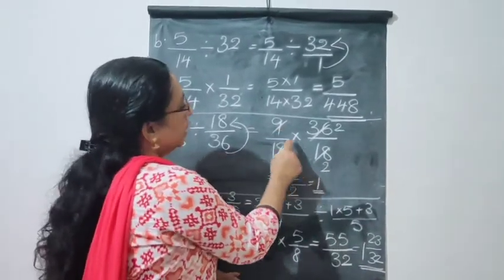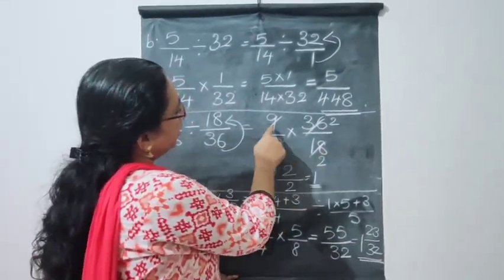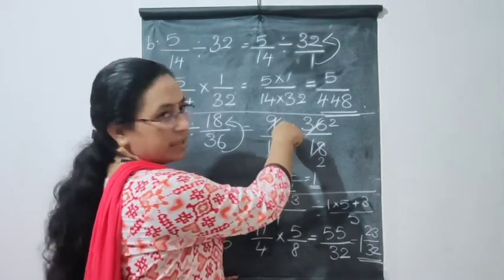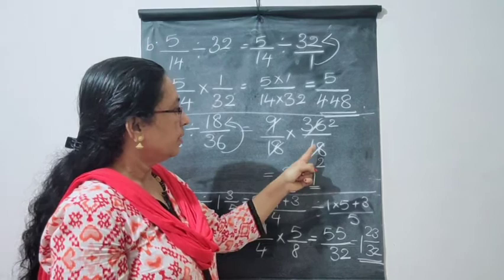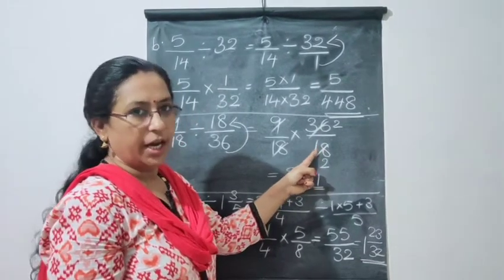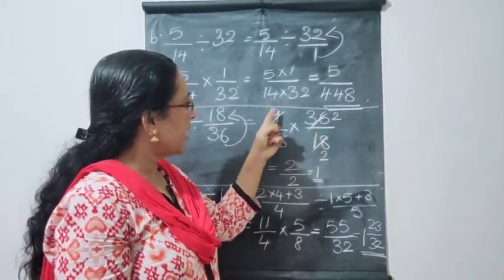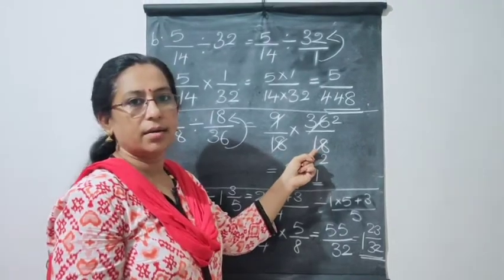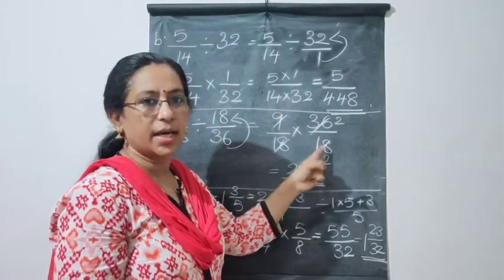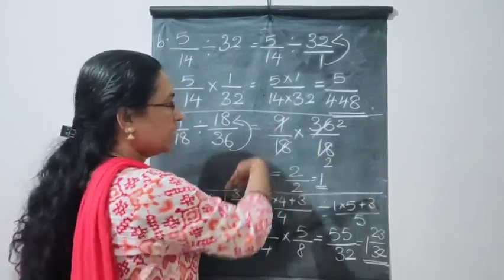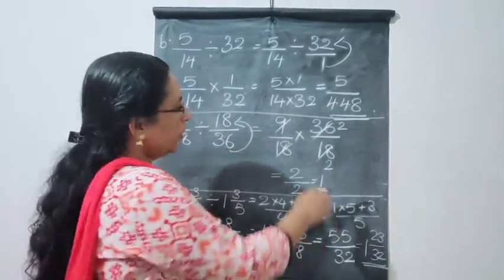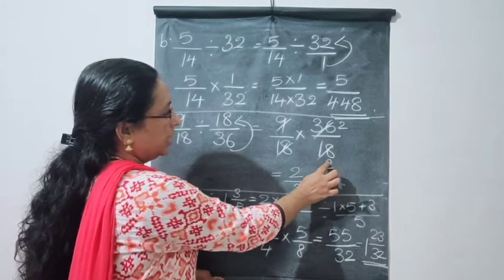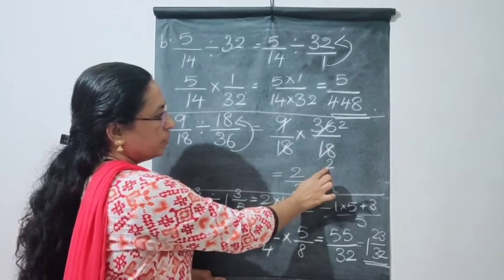Means 9 divided by 9 will get 1. And the same number divided by 18 also. 18 is in the 9's table: 2 9's are 18. So we can divide and write. We can reduce directly from here only. Okay, so 2 9's are 18, 1 9 is 9. So we can write here 2.